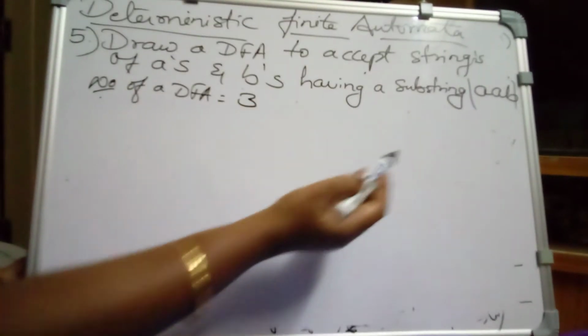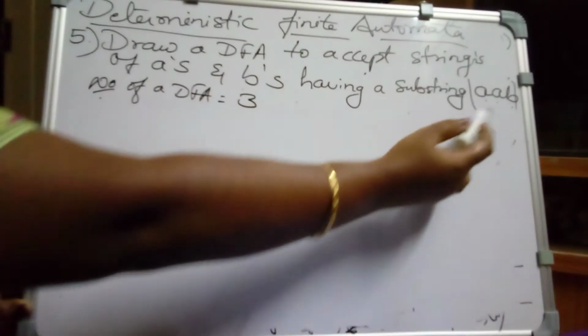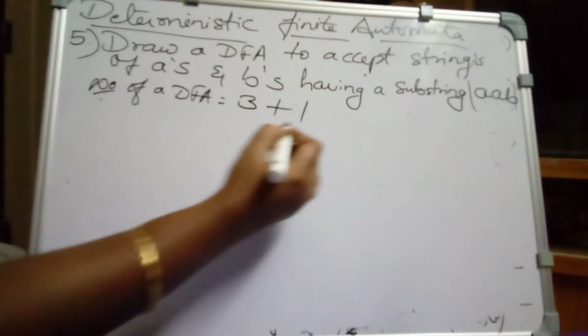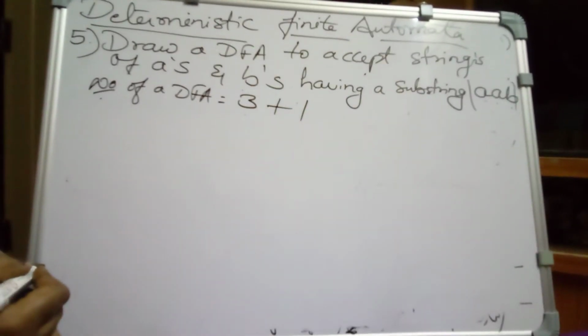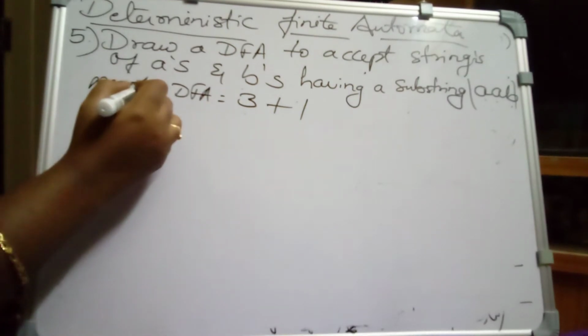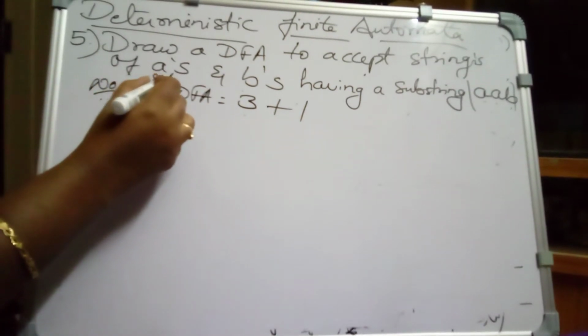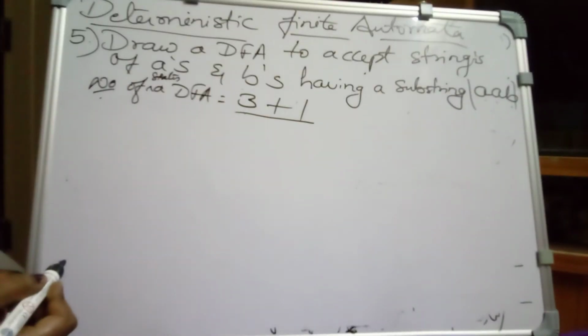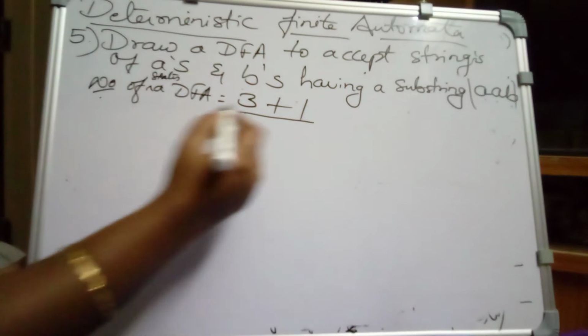So it is the length of the minimal string, 3, plus 1. This is the formula to identify the number of states of a DFA. So now we have identified that our DFA has 4 states. That is the skeleton DFA.